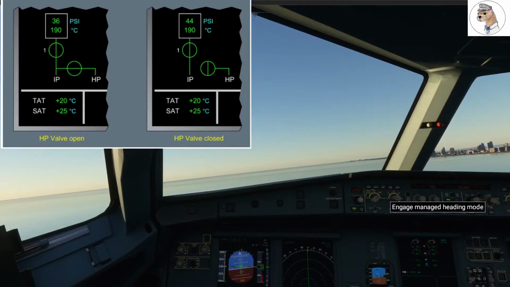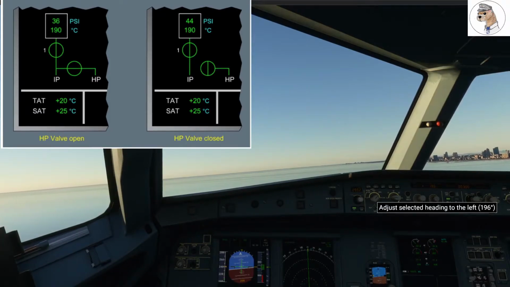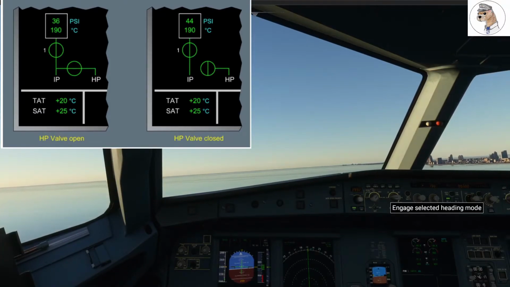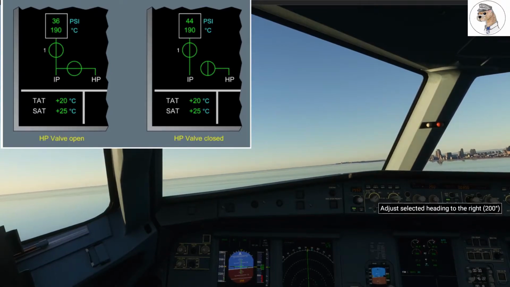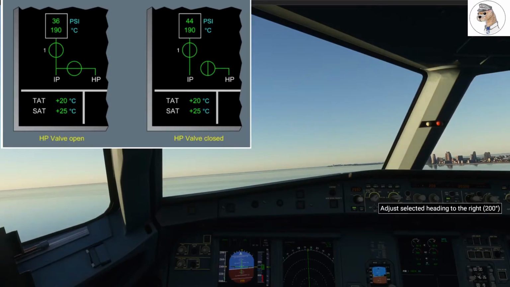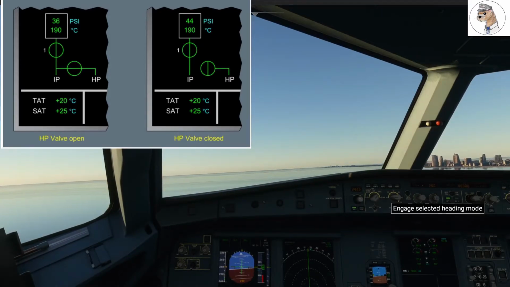Then this air comes out of the junction of the high pressure and intermediate pressure ducting, and it goes through the bleed valve. This bleed valve acts as a shut-off and pressure regulating valve, and it maintains pressure there at about 45 psi.